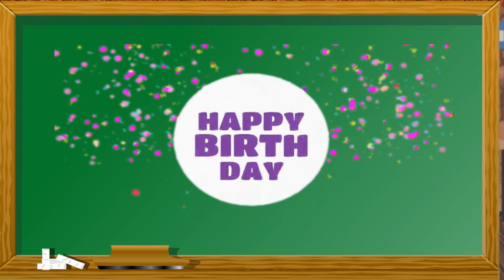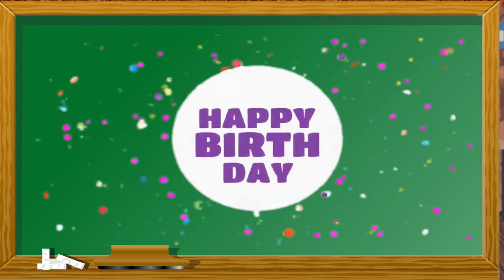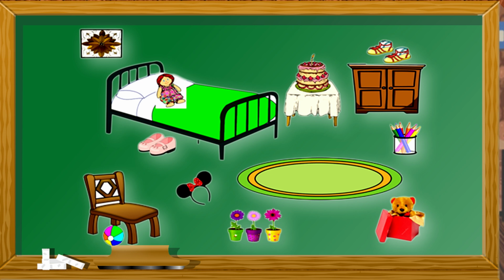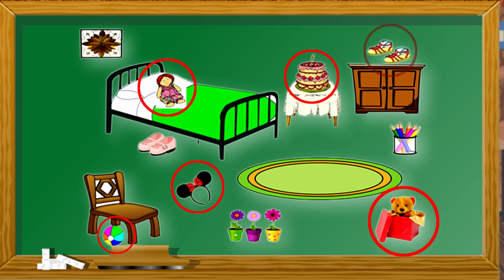Children, do you celebrate your birthday? Very good. Children, try to look at the picture. What are the things that you have seen in the picture? Very good. We have here a doll, a teddy bear, a headband, a ball, a cake, shoes, and a slipper.